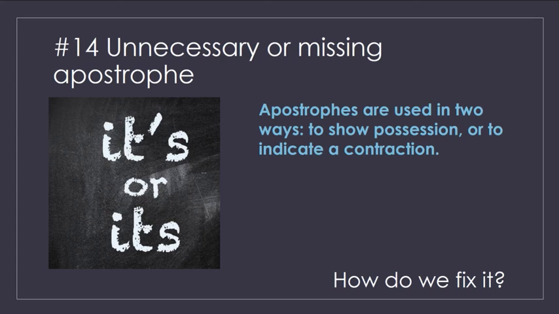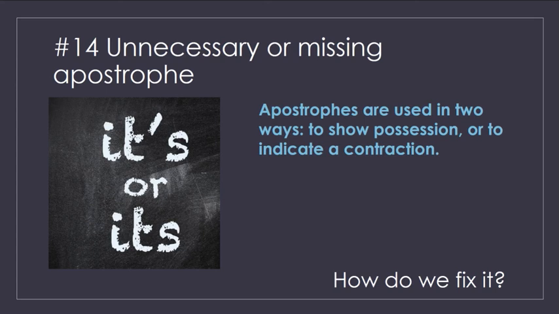To make a noun possessive, you add an apostrophe S, as in Victoria's secret. Don't use an apostrophe with possessive pronouns like ours, yours, his, hers, its, or theirs. So possessive pronouns like its, that's possessive. It does not get an apostrophe. There's a difference between its and it's.